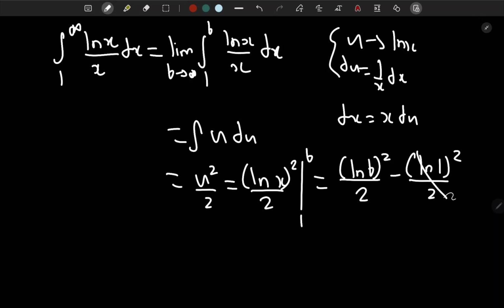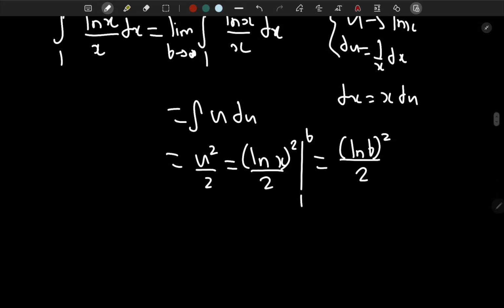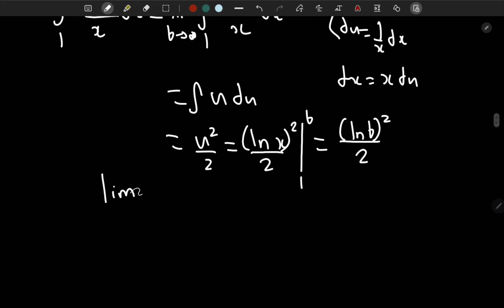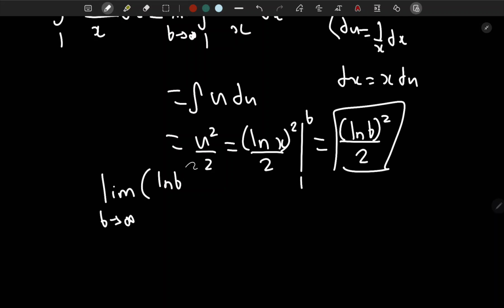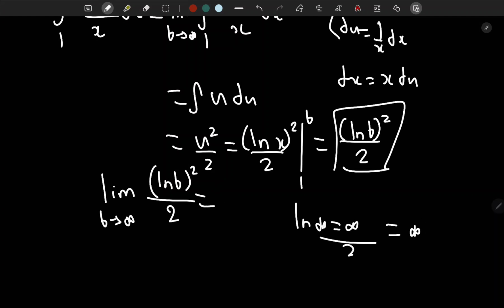And as ln 1 is 0, we can cancel this thing right here, and all we are now left with is ln b squared over 2. So now let's write the final thing. We take the limit as b approaches infinity of whatever is left over here, so it's going to be ln b squared over 2. And we know that ln infinity is infinity, right? Ln infinity is going to be infinity over 2. That does not make a difference, it's still going to be infinity. So the answer over here is infinity.